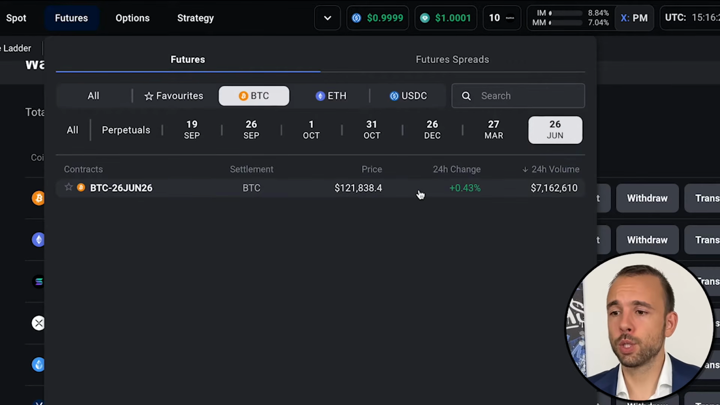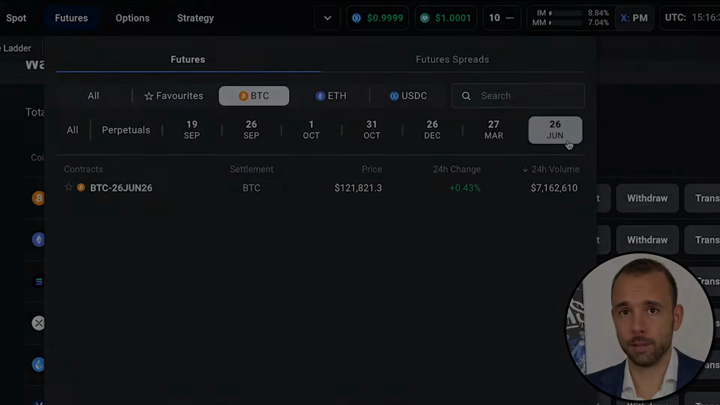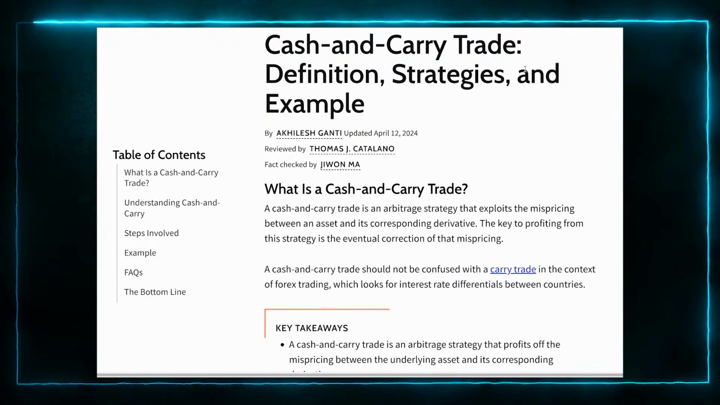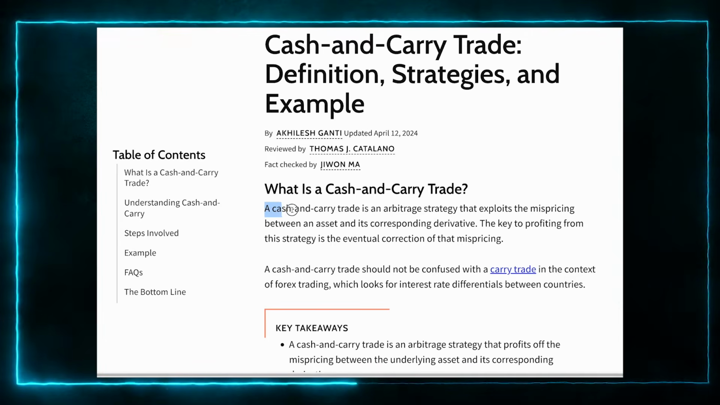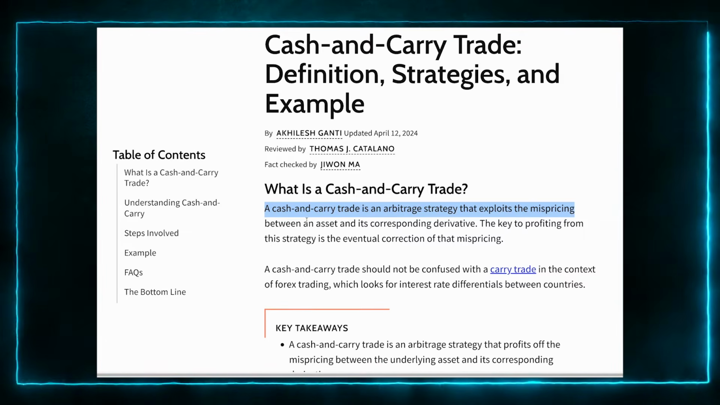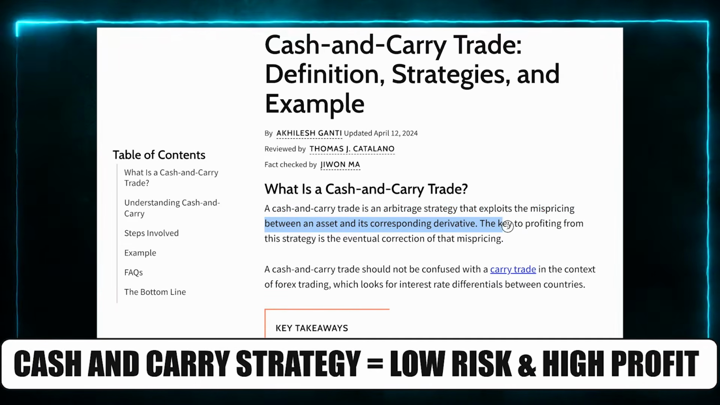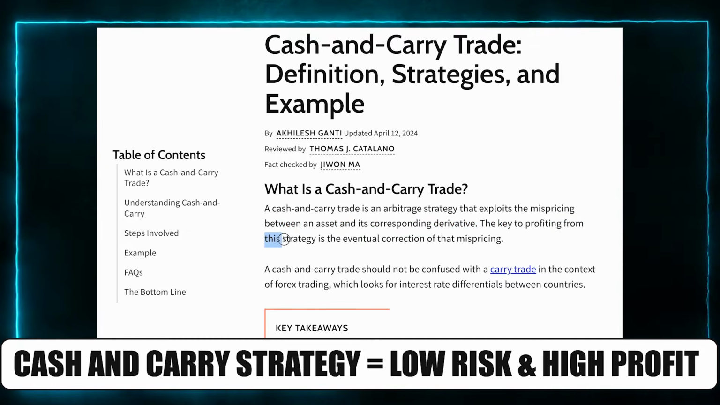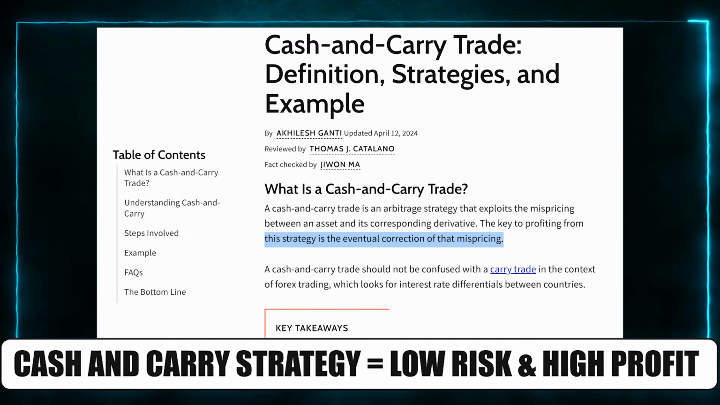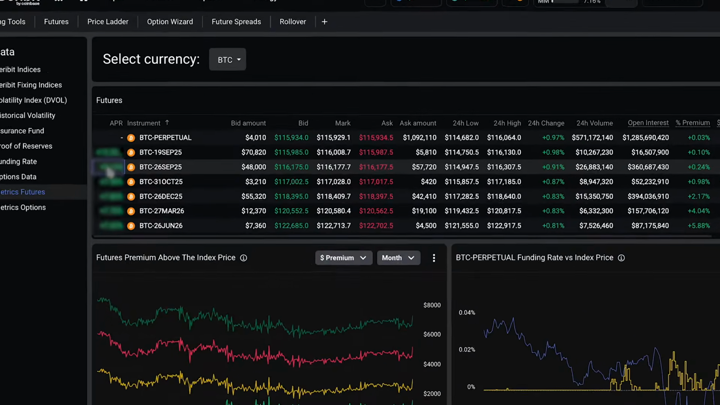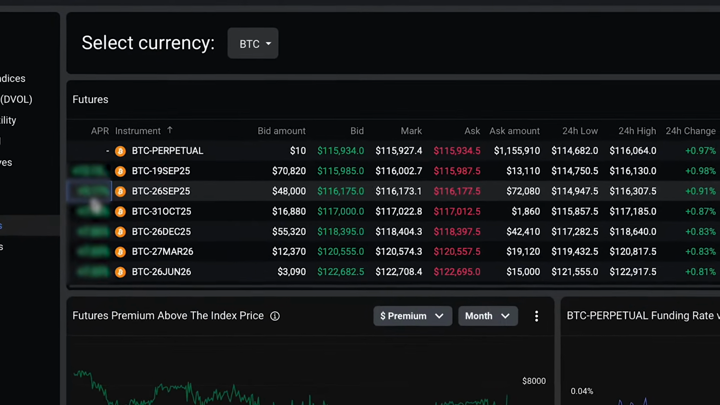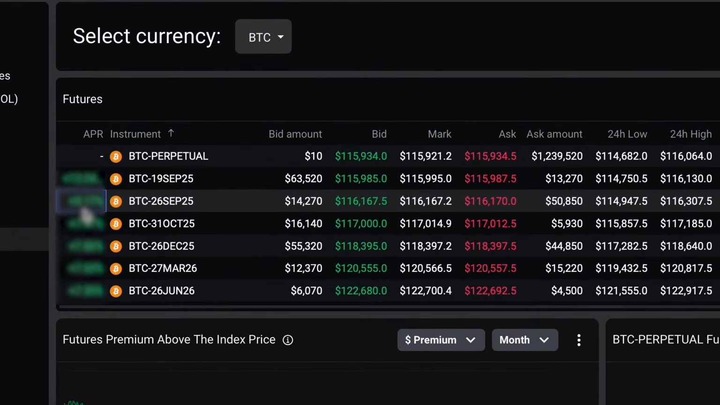I'm recording this video in September, and the longest maturity is the end of June 2026. So almost 1 year. And all these futures with fixed expiration date could be used to trade the cash and carry strategy, where you can almost with no risk get a very high income. And the exact profitability for this strategy I will show you a bit later, when we cover the analytics from Deribit. So stay with me.